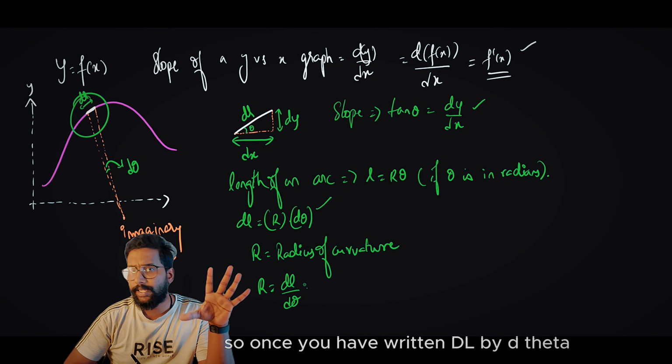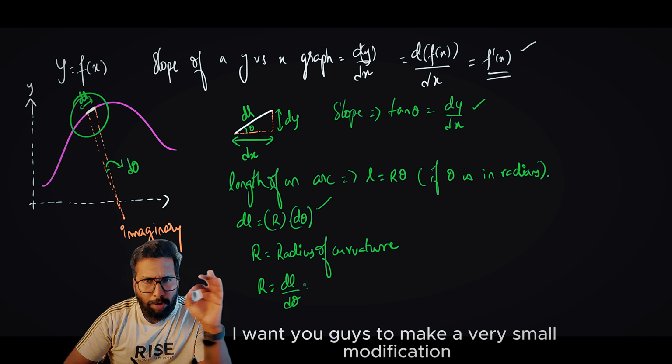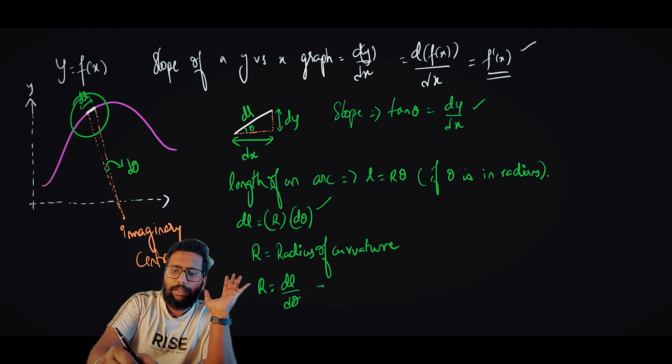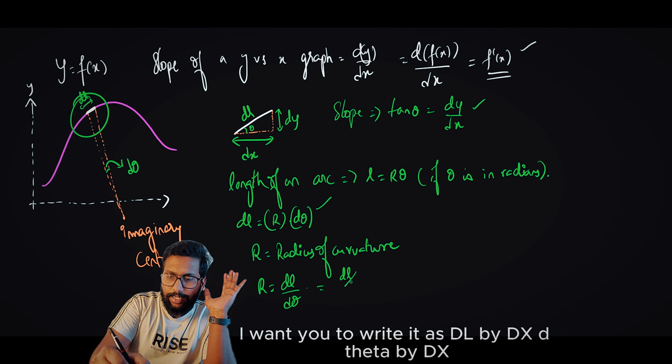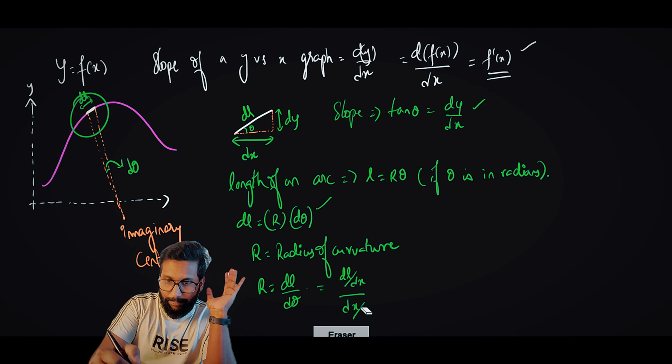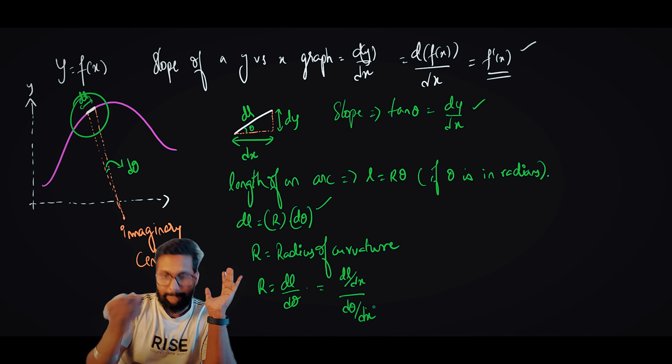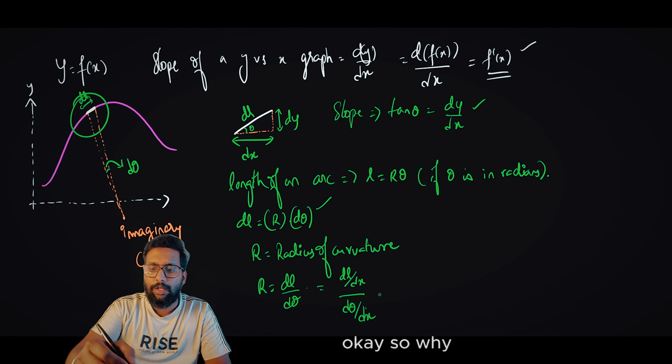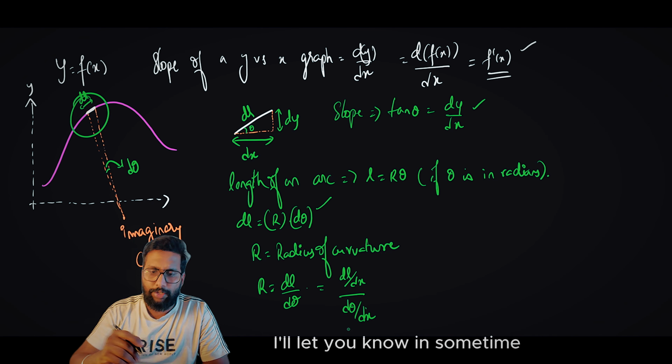So once you have written dl by d theta, I want you to make a very small modification to this. I want you to write it as dl by dx over d theta by dx. Okay. So why? I'll let you know in some time.